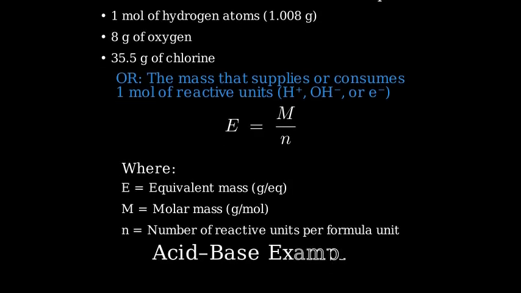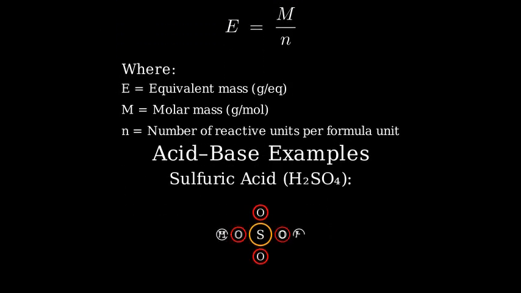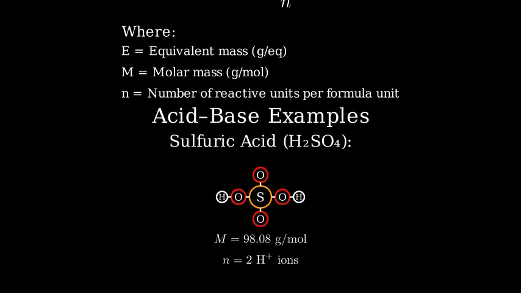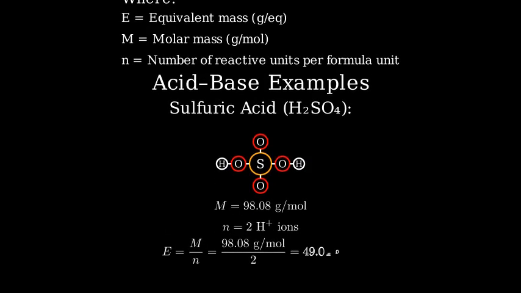First, let's consider acids. For sulfuric acid, H2SO4, the molar mass m is 98.08 grams per mole. Since sulfuric acid can donate 2 hydrogen ions, n equals 2. Therefore, the equivalent mass is 98.08 divided by 2, which equals 49.04 grams per equivalent.